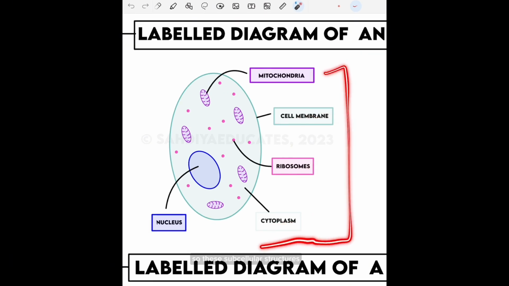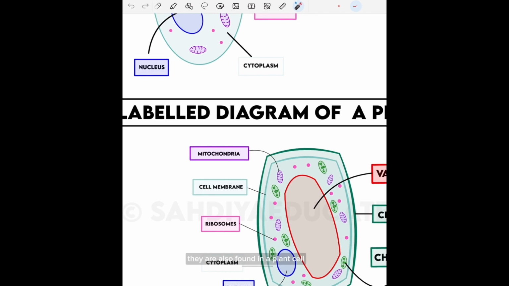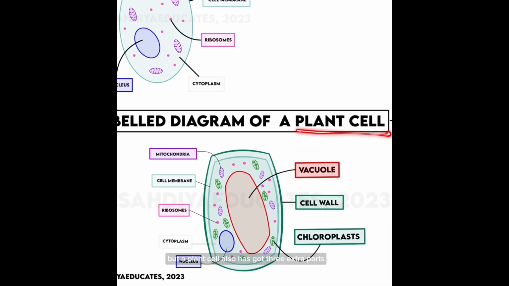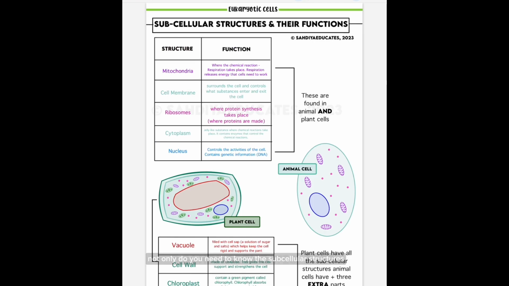So these subcellular structures that are found in an animal cell, they are also found in a plant cell. But a plant cell also has three extra parts: the vacuole, the cell wall and the chloroplast. Not only do you need to know the subcellular structures, but you also need to know the function of these subcellular structures. That's for animal cells and for plant cells.